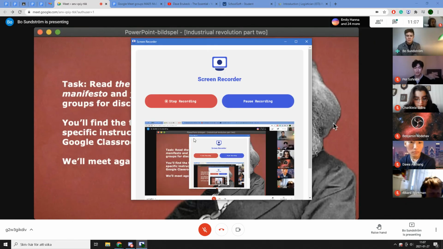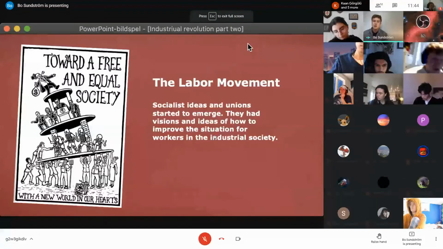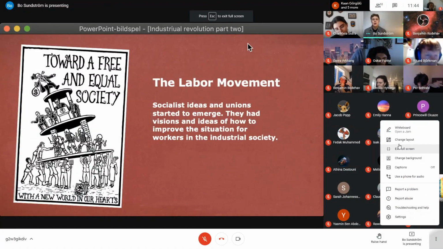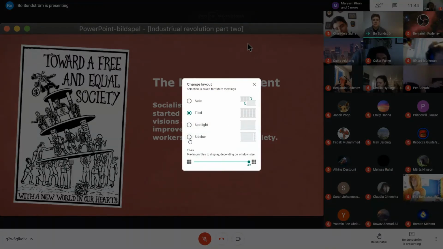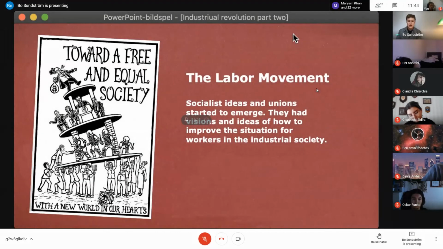Does that sound clear? On the industrial society during the 19th century, socialist ideas and unions started to emerge. They had visions and ideas of how to improve the situations for workers in the industrial society. This would also be the foundation of the labor movement in Sweden, which has definitely been one of the most significant events in Swedish history and why our society looks the way it does today.